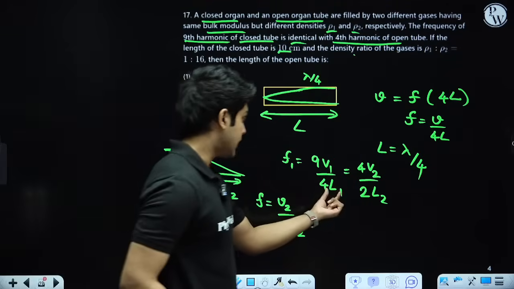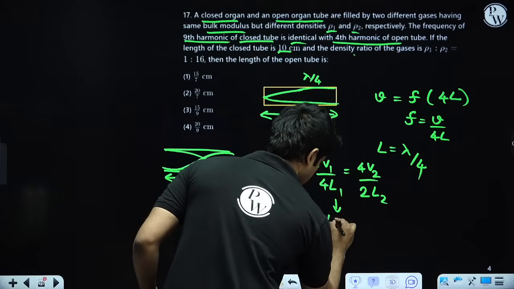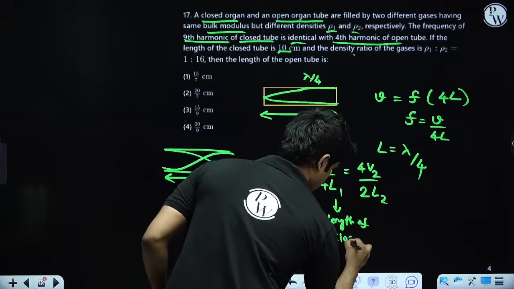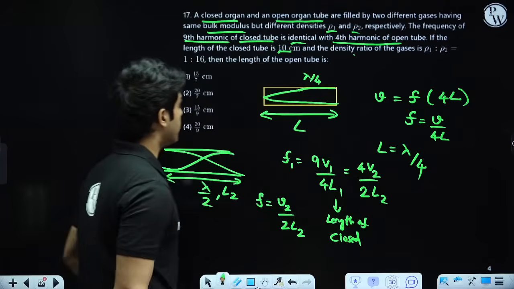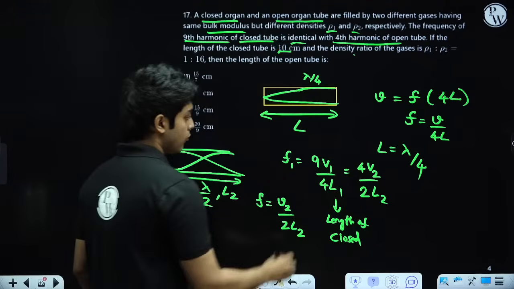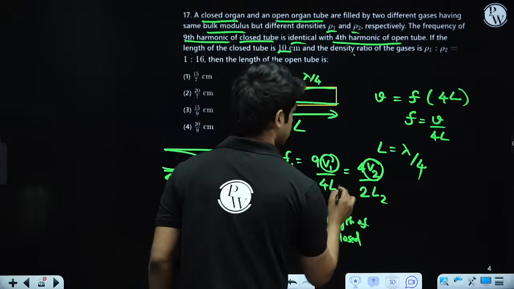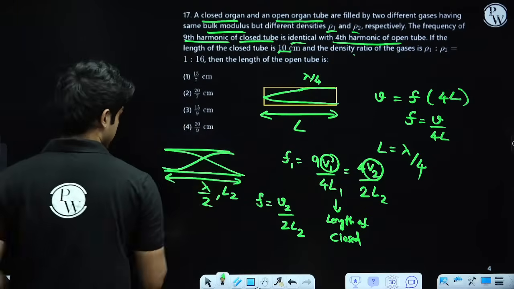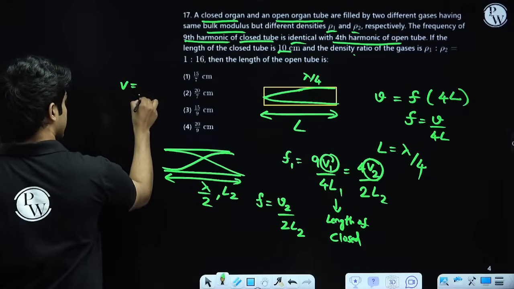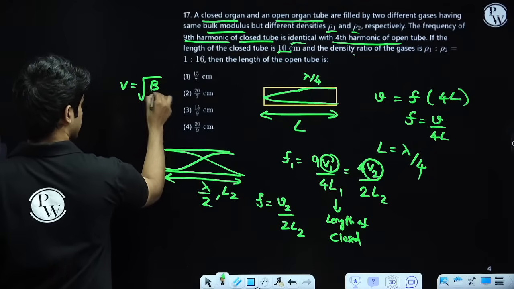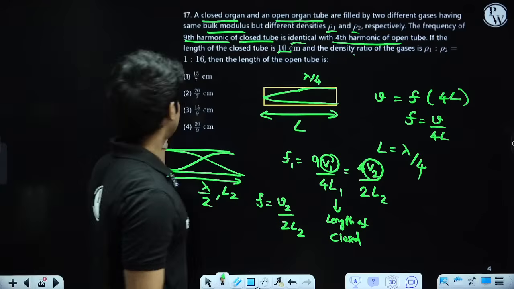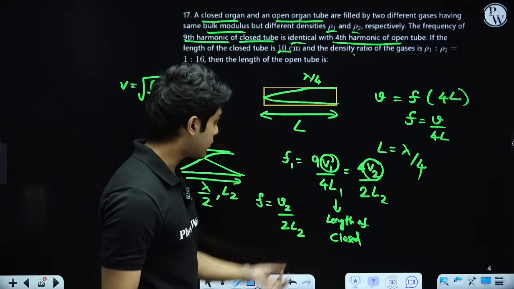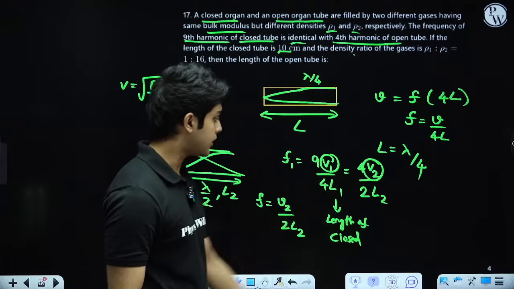So now this is the length of the closed tube, L1, and L2 is the length of the open tube. That is what we have to find. Now V1 and V2 you guys can find. Bulk modulus and density are given, so the velocity you can find as square root of B by rho. V1 will be square root B by rho 1, V2 will be square root B by rho 2, and once you get V1 by V2 you can easily find out L2.